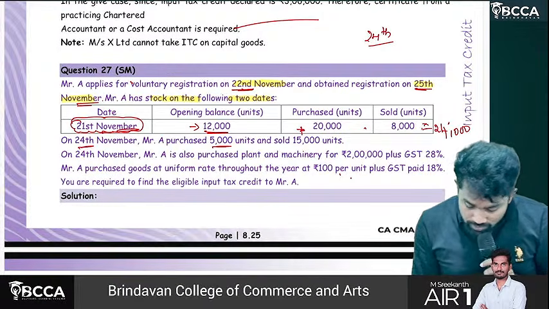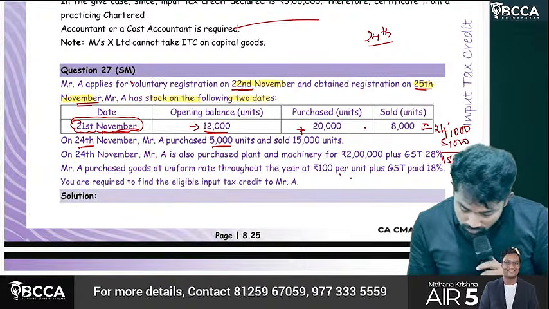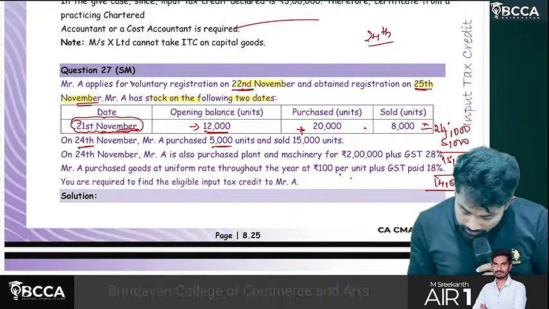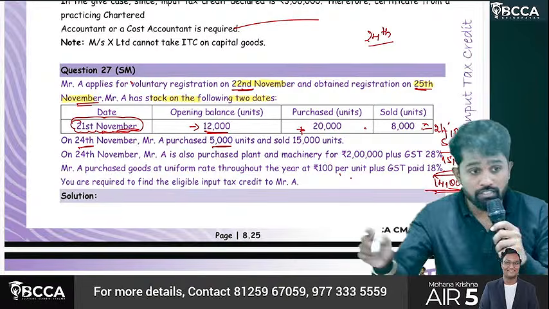Then what happened on 24th? Another 5,000 has been purchased. Now how much, sir? 29. And sold how much? 15,000. Then what is the closing stock on 24th, sir? 14,000 is the input. Okay. So with respect to these 14,000 units, we can avail ITC.